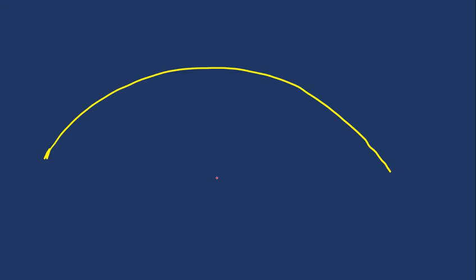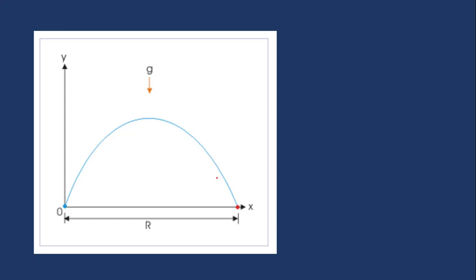Stop thinking about the arc as a single shape, and stop thinking about this as the entire motion. Instead, start thinking about two separate simple components like this: x direction and y direction. A projectile's motion is actually two motions happening at the same time: the horizontal motion along the x axis and the vertical motion along the y axis. And here is the best part: these two motions do not interfere with each other at all.